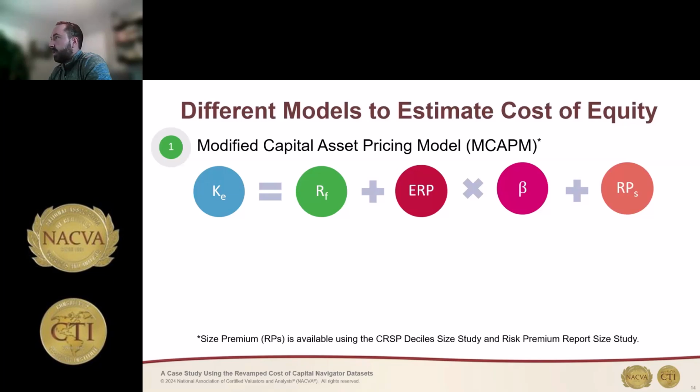The size premia inside the Cost of Capital Navigator, we have 2 different data studies, the CRSP deciles size study and the risk premium report size study. Both of those size studies, you can use the size premia and apply it in this equation. In our case study, we'll be using a modified CAPM that uses the CRSP decile size study.